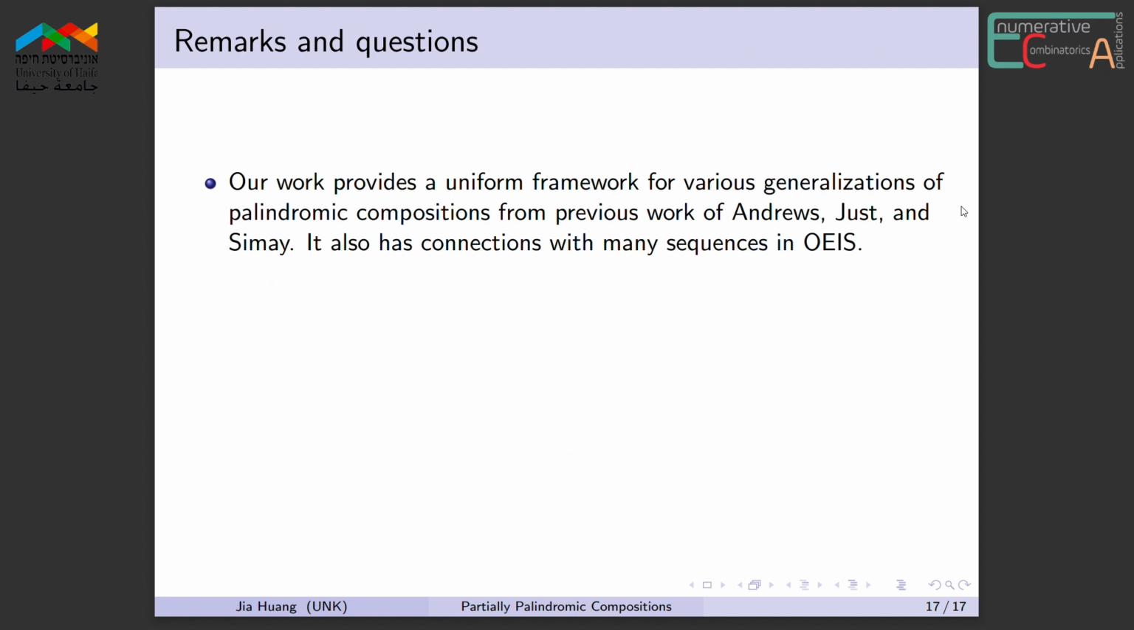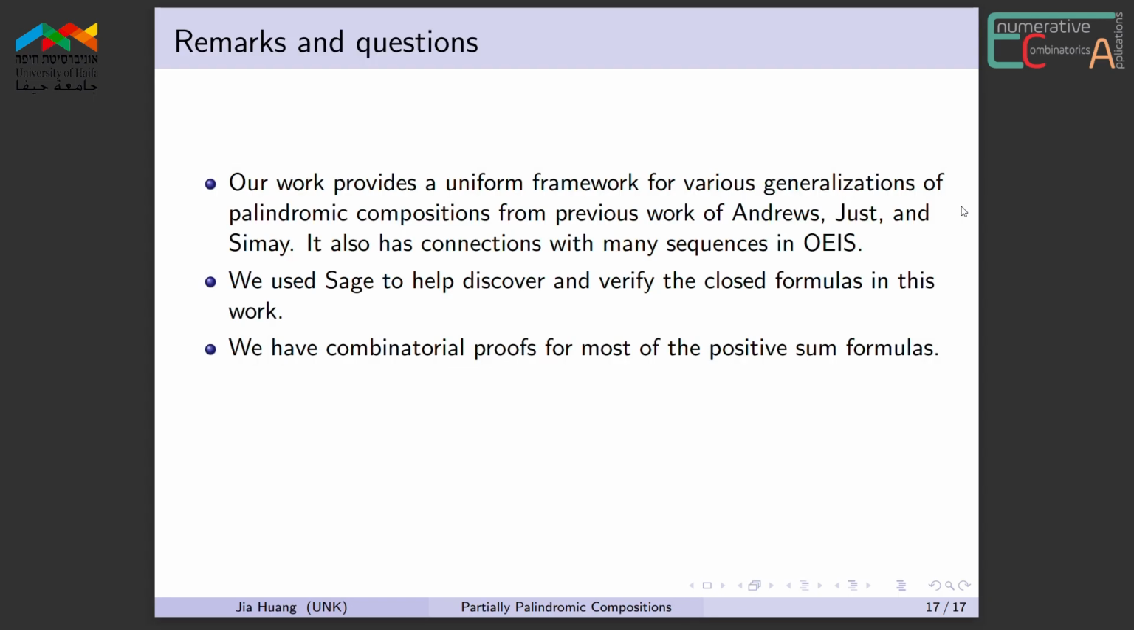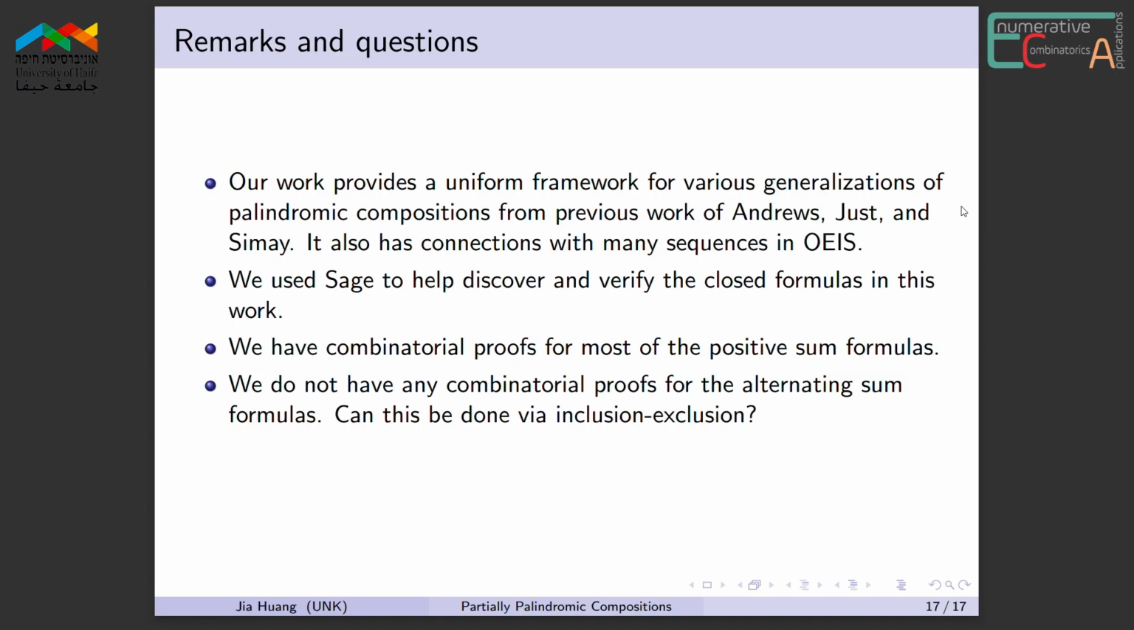So in summary, we provide a uniform framework for various generalizations of palindromic compositions from previous work of Andrews, Just, and Sime. And we also give a lot of connections with interesting sequences in OEIS. And we use SAGE to help discover and verify our closed formulas. And we have combinatorial proofs for most of the positive sum formulas. But for alternating sum formulas, we don't have any combinatorial proof yet.